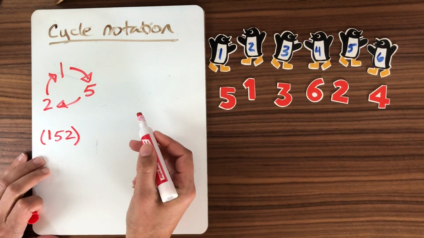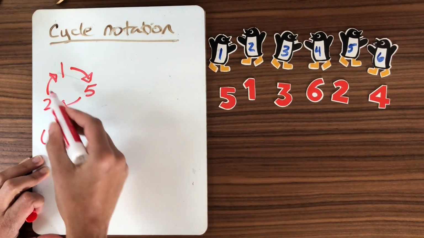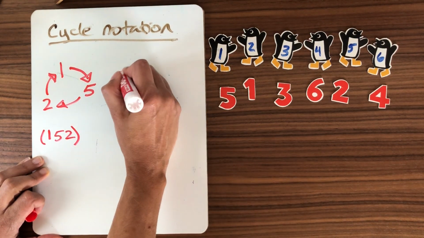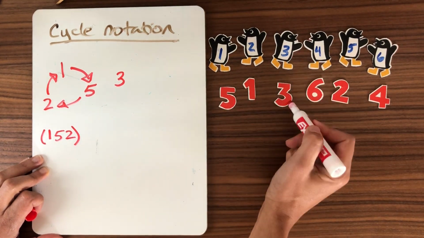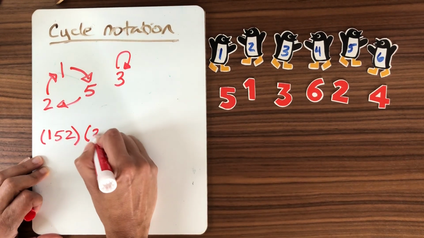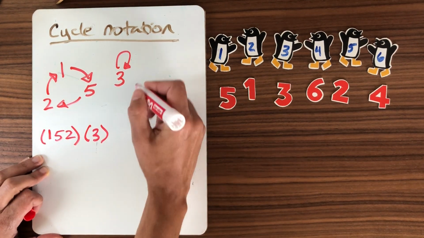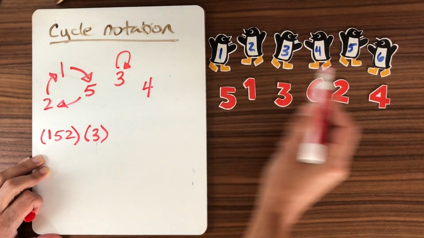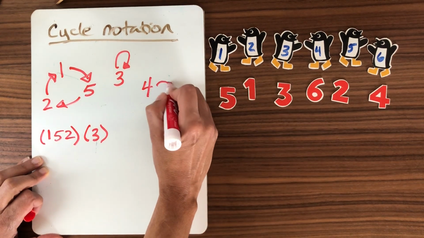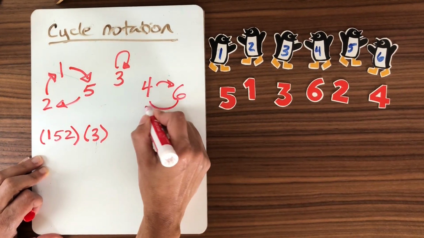But obviously I haven't used all my numbers. I've used the numbers 1, 5, and 2, so what's the smallest number I haven't used? It's 3. So where does the number 3 go? I'll look here, 3 goes to itself. That's a perfectly reasonable thing to happen. So 3 is in a cycle all by itself. The smallest number not yet discussed is the number 4. So I look here, where does the number 4 go? 4 goes to 6. Where does the number 6 go? 6 goes back to 4.